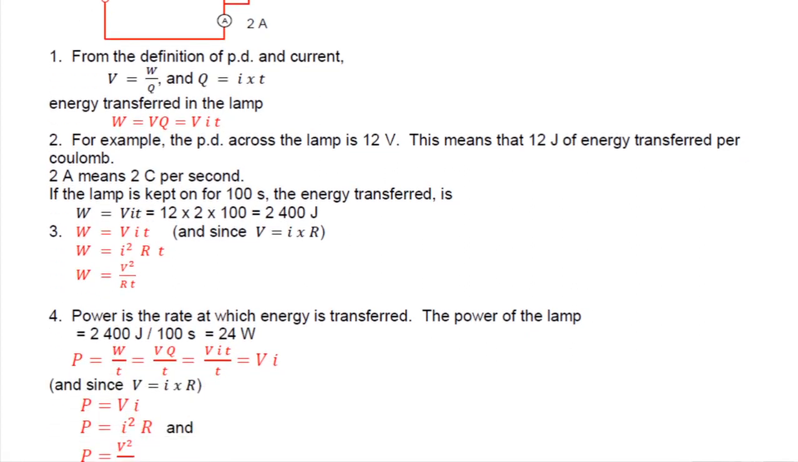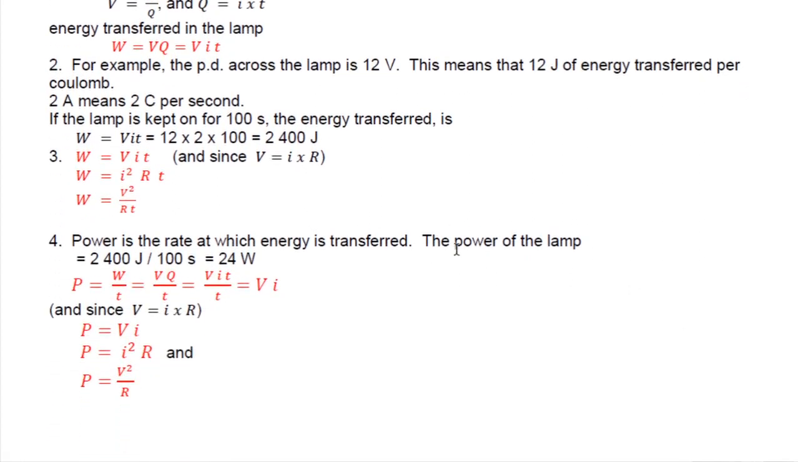Now, power is the rate at which energy is transferred. The power of the lamp is equal to 2400 over the time, so energy over time. From the example that we have up there, 2400 over T, which is 100 seconds, gives you 24 watts. So dividing by T, it yields VI. We have removed the T. Remember, energy is VIT, so power is energy over time, so we have removed the T from there. So power alone becomes VI or IV.